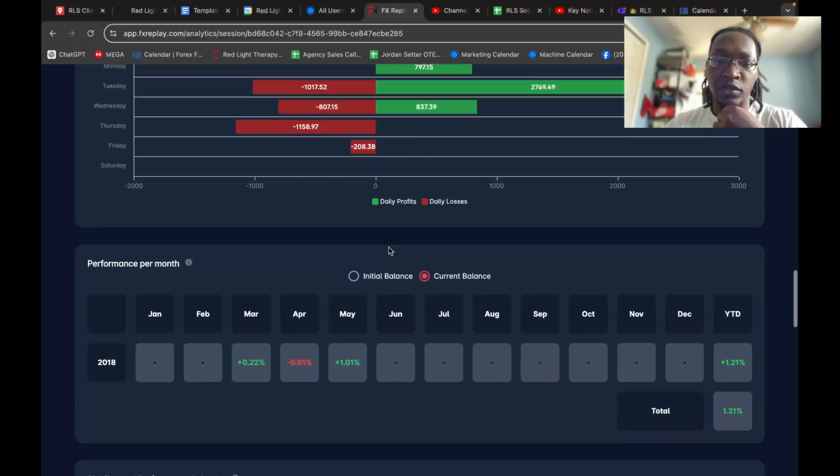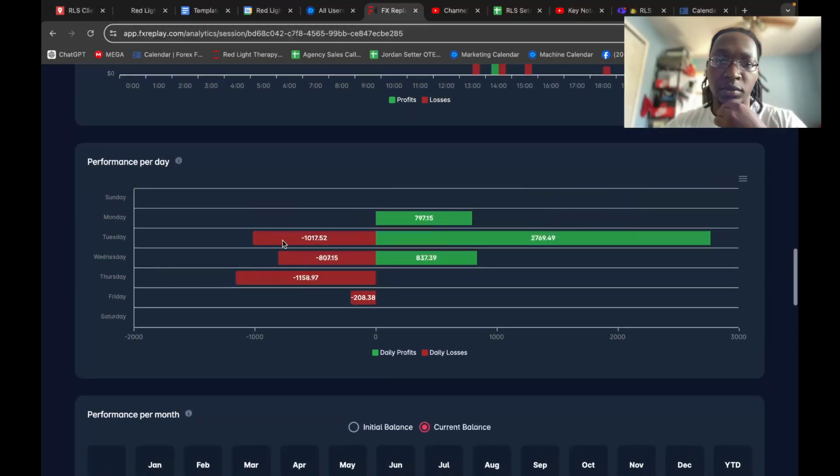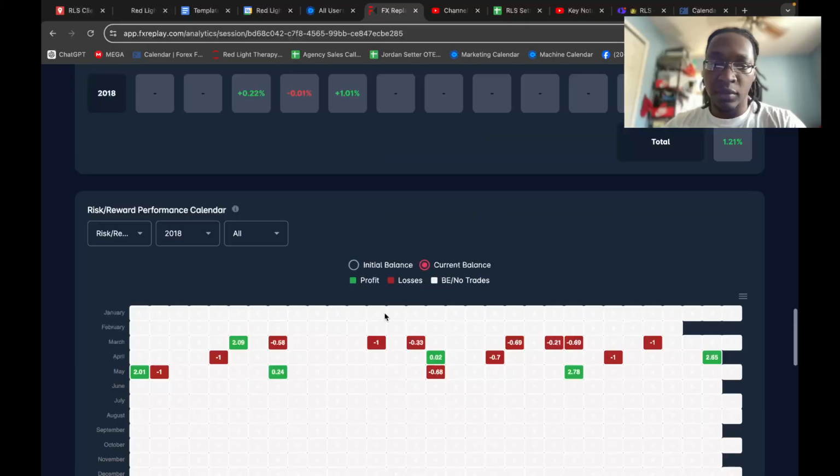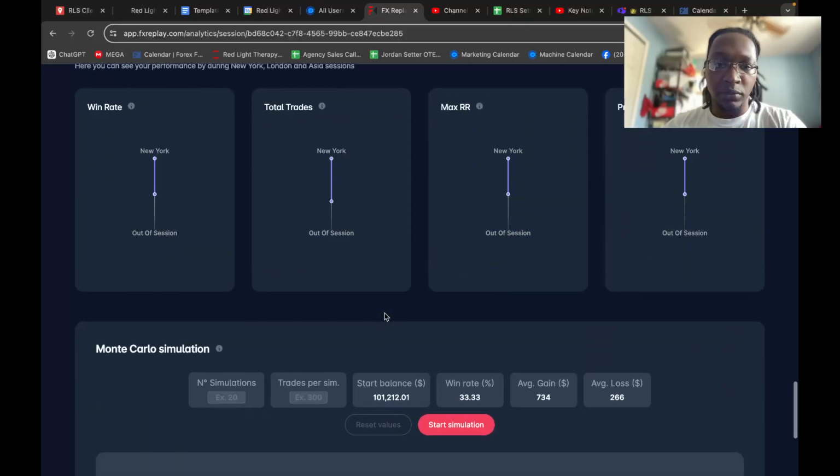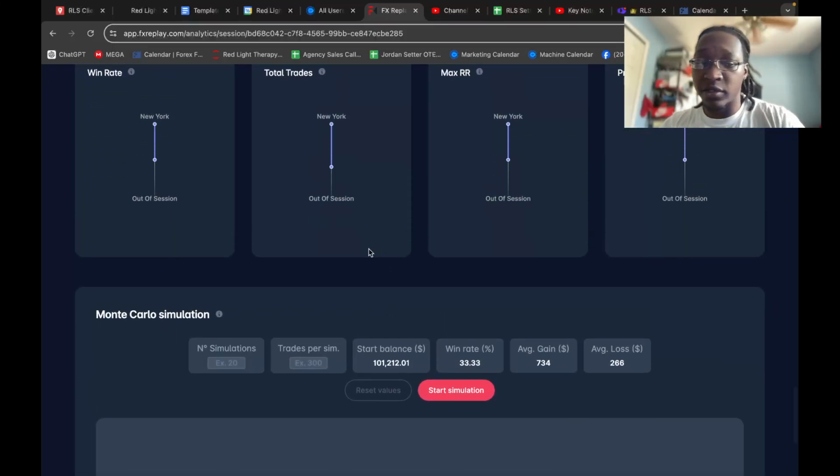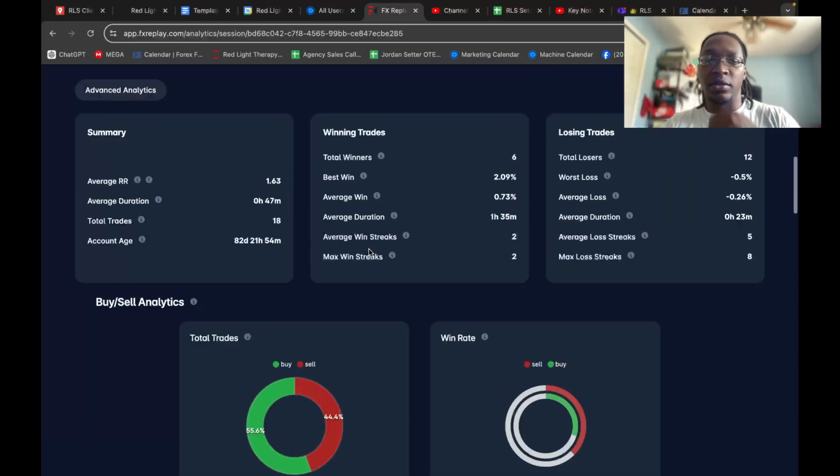And risk to reward is pretty good. Like for Tuesday, we lose 1,000, but we make 2,700. Wednesday is right around that break even point. Thursdays aren't the best, and Fridays is right around break even. But mainly trading New York session. So yeah, let's just continue on.